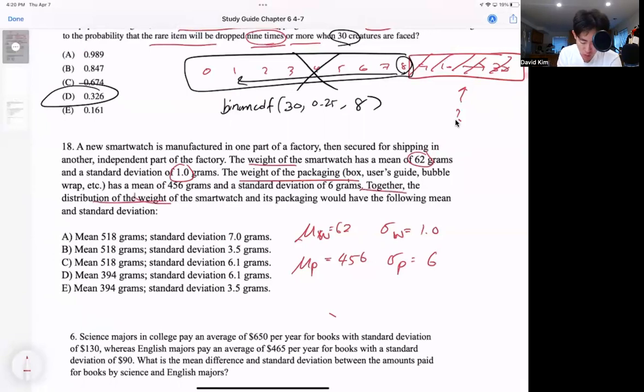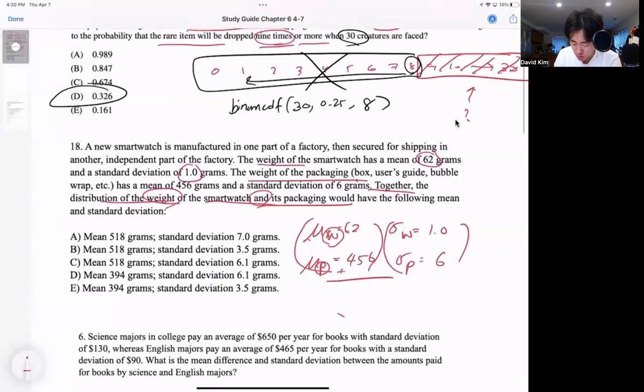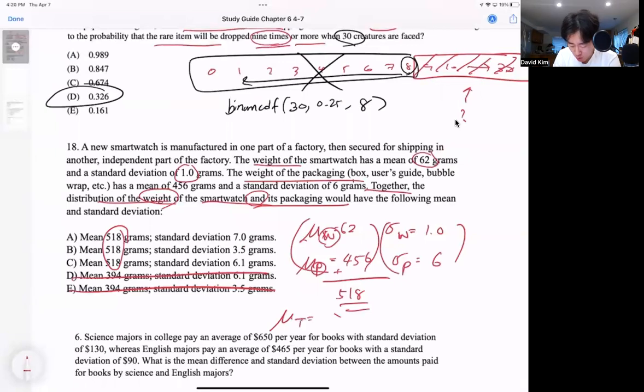Together, the distribution of the weight of the smartwatch and its packages. So we're combining these 2 together. We're talking about the weight of the watch and the packaging put together. So it's simply 456 plus 62, which will give you 518, which means I'm eliminating D and E because the mean has to be just combining those two together. Now, remember, the mean of the total would be mean of W plus the mean of P, the weight of the watch and the packaging.